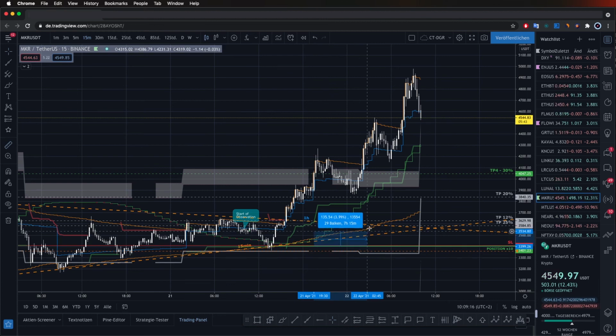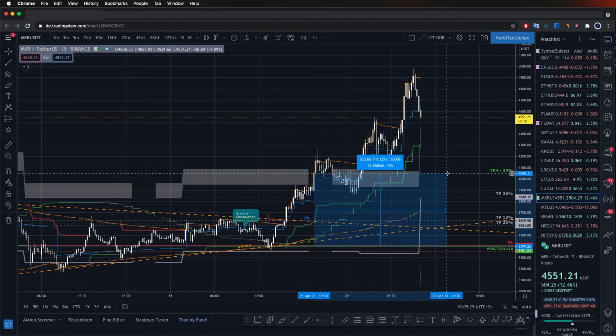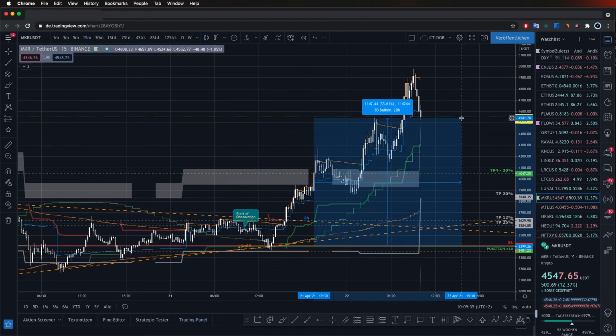Just to get an overview again: sold with a leverage of 10 with 50%, sold with 67%, sold with 130%, sold with 190%, and now we are even at, beautiful, wow, 330% gain. This is incredible, just in one night, huh?